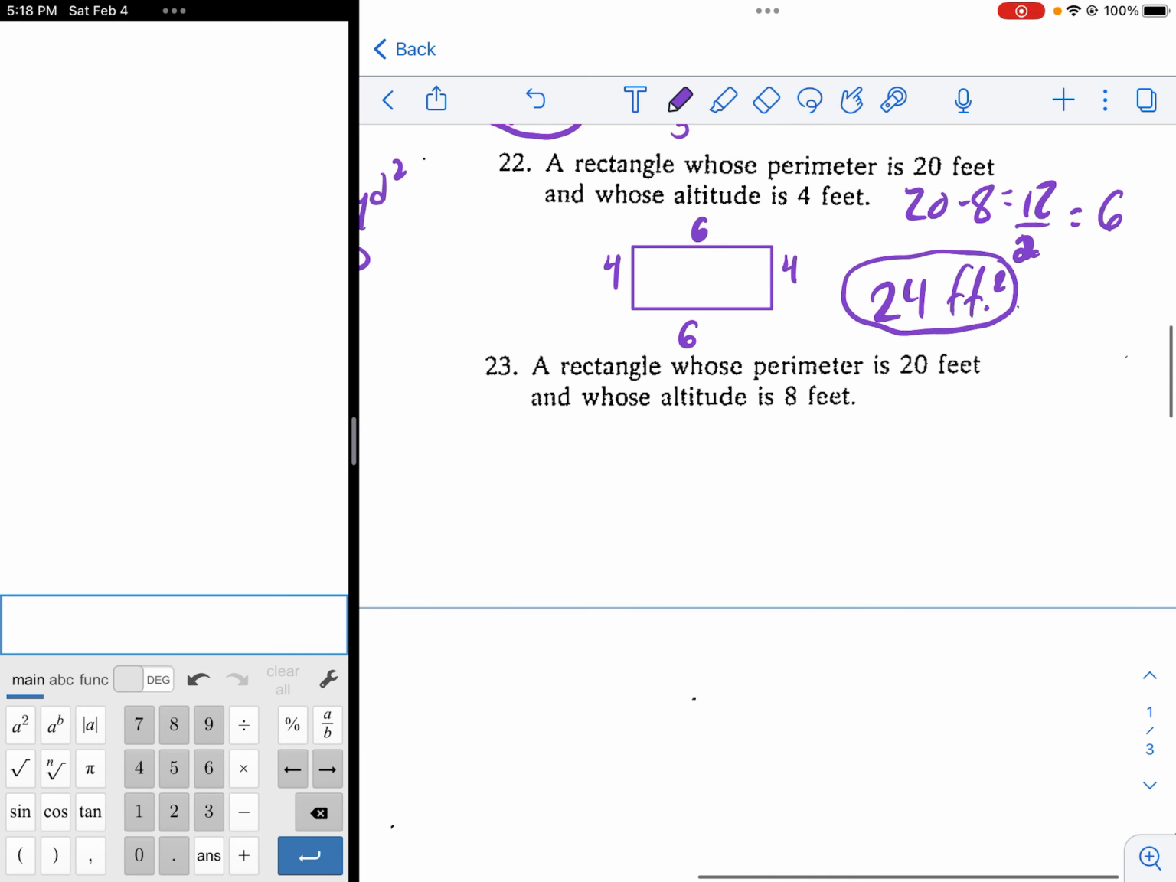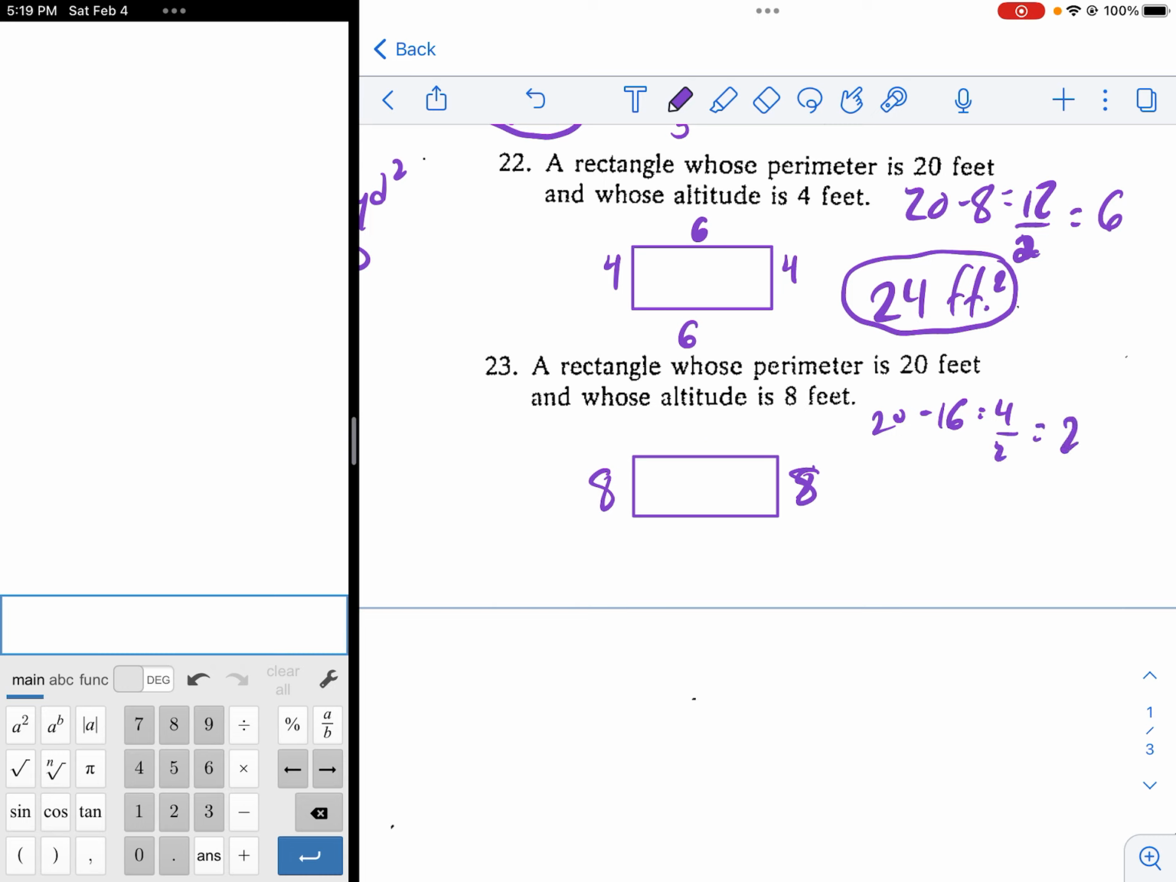A rectangle whose perimeter is 20 feet and whose altitude is 8 feet. So you got 8 feet, 8 feet. You take our 20, subtract 16 from that, right? That'll give us 4. And divide that in half. Gives me 2 feet per side.